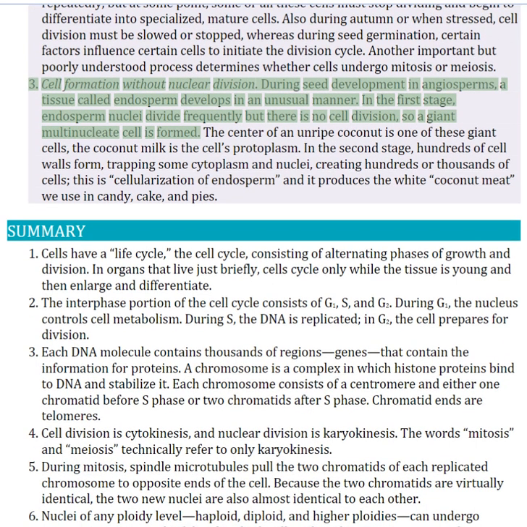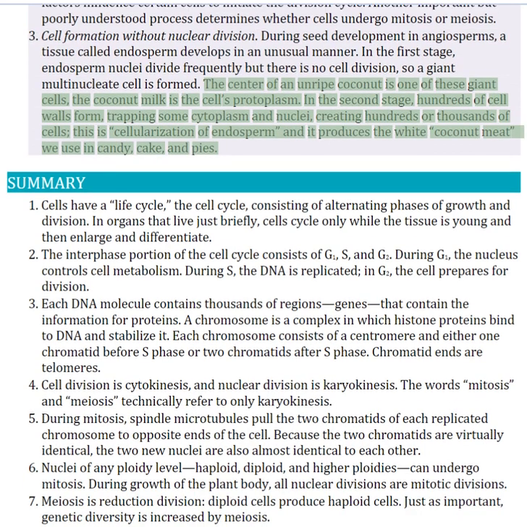3. Cell formation without nuclear division. During seed development in angiosperms, a tissue called endosperm develops in an unusual manner. In the first stage, endosperm nuclei divide frequently, but there is no cell division, so a giant multinucleate cell is formed. The center of an unripe coconut is one of these giant cells. The coconut milk is the cell's protoplasm.